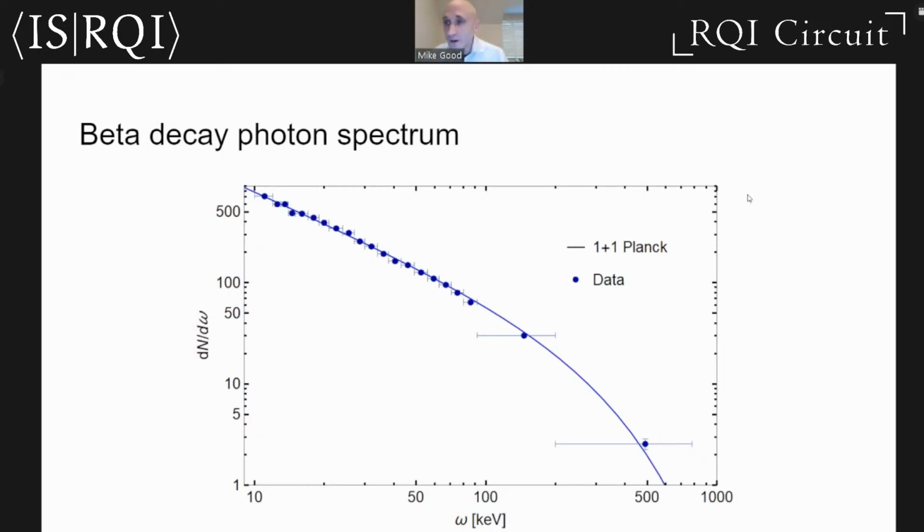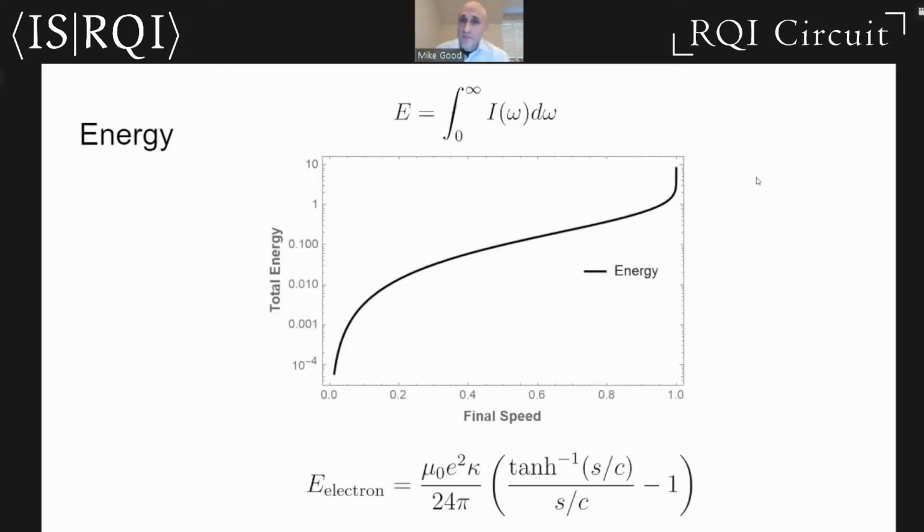In fact, we just simply plot our spectrum and the data agrees with it to uncertainties. So we have experimental confirmation that the radiation from an accelerated electron is indeed thermal and follows a Planck distribution, a one-dimensional Planck distribution. If you take that spectrum and you integrate over all the colors, you get the total energy, which happens to be the total energy radiated during beta decay. So everything is quite consistent.